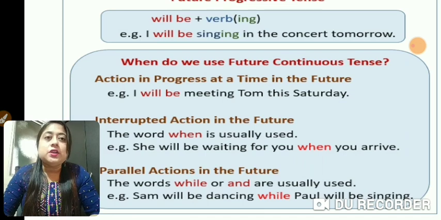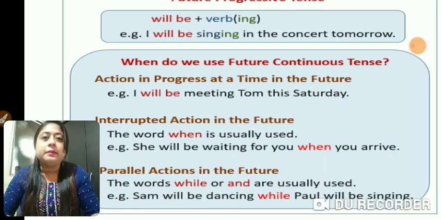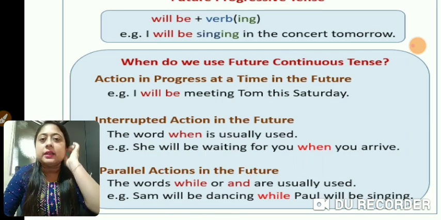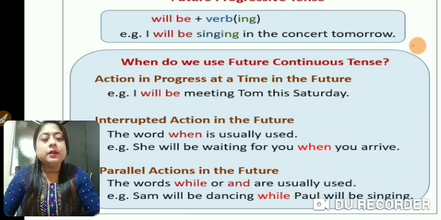Now when do we use future continuous tense? Action in progress at a time in future. Example, I will be meeting Tom this Saturday, means when in future that particular day or time comes, that action will be in progress. So he will be meeting Tom on Saturday. Saturday will be coming and that action of meeting will be in progress on Saturday.